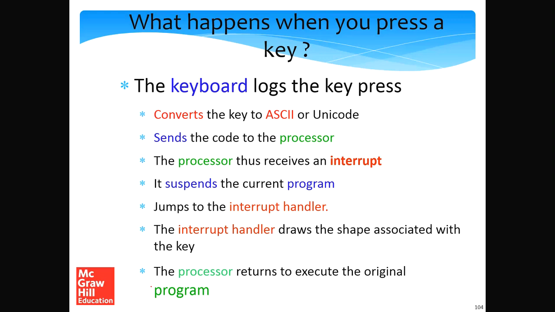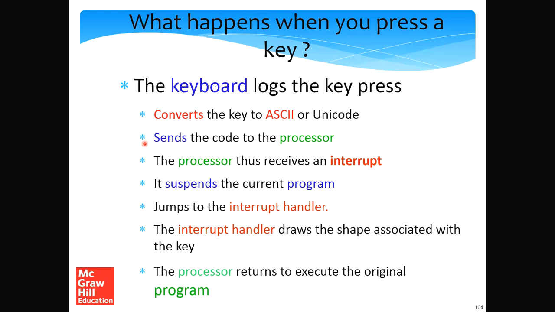When you press a key on the keyboard, this is the precise sequence of actions. The keyboard first logs the key press. Every time we press a single key, the keyboard records which key was pressed. It converts the key to its equivalent ASCII code, which is a 7-bit number, or its equivalent Unicode code, which can be a multi-byte number. It depends on the language. Then it sends the code of the key that was pressed to the processor.